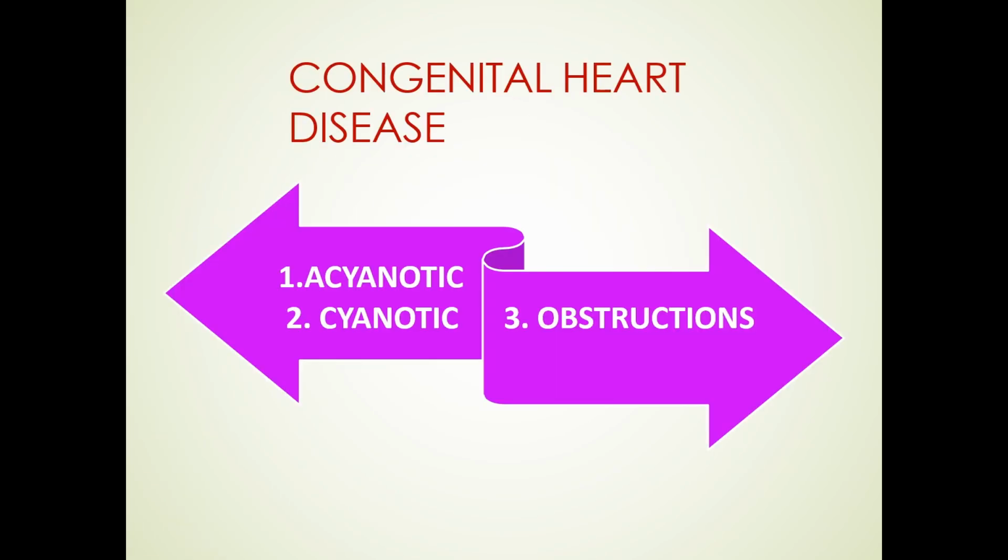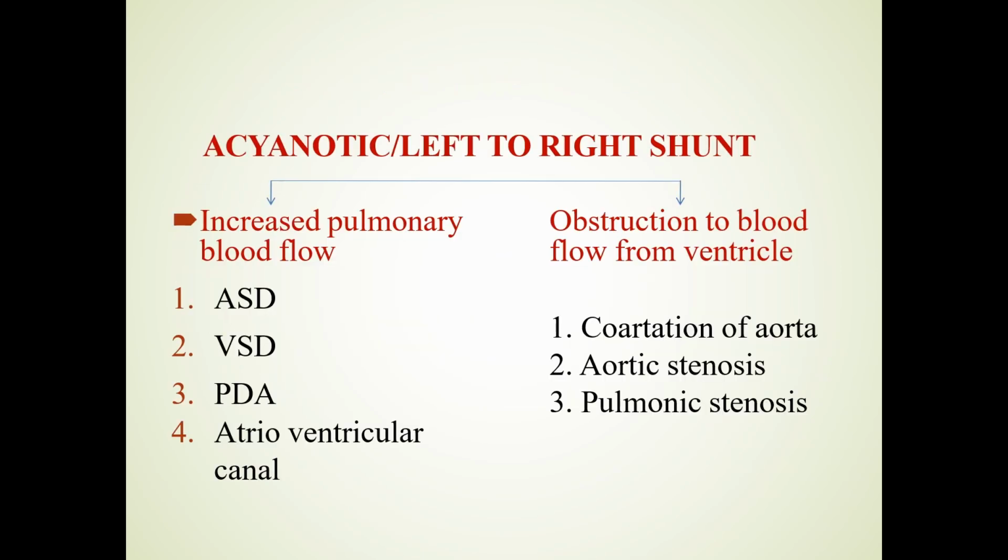Congenital heart diseases are divided into acyanotic, cyanotic and obstructive. The first one is acyanotic heart disease. Acyanotic means no cyanosis is present. In this type of defect, cyanosis is absent and there will be left to right shunting of blood. Blood will move from the left side to the right side. The left side blood is more oxygenated, so more oxygenated blood will again go into the right side of the heart.